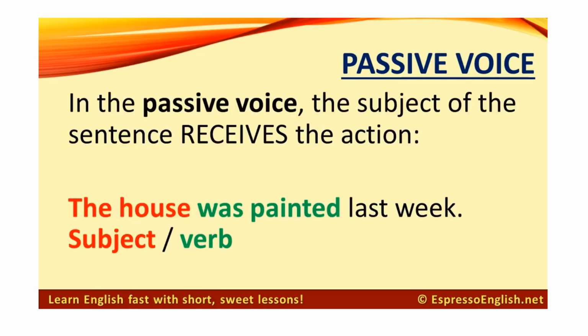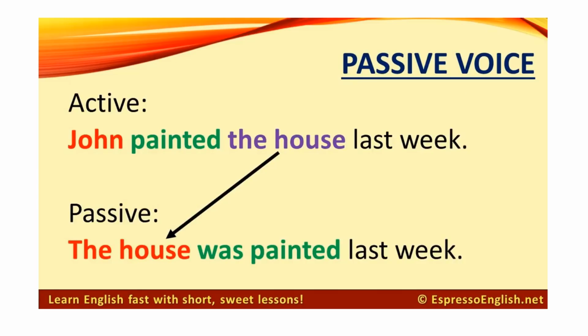In the passive voice, the subject of the sentence receives the action. For example, the house was painted last week. The house is the subject, and was painted is the verb. Notice that the object in the active sentence becomes the subject in the passive sentence.